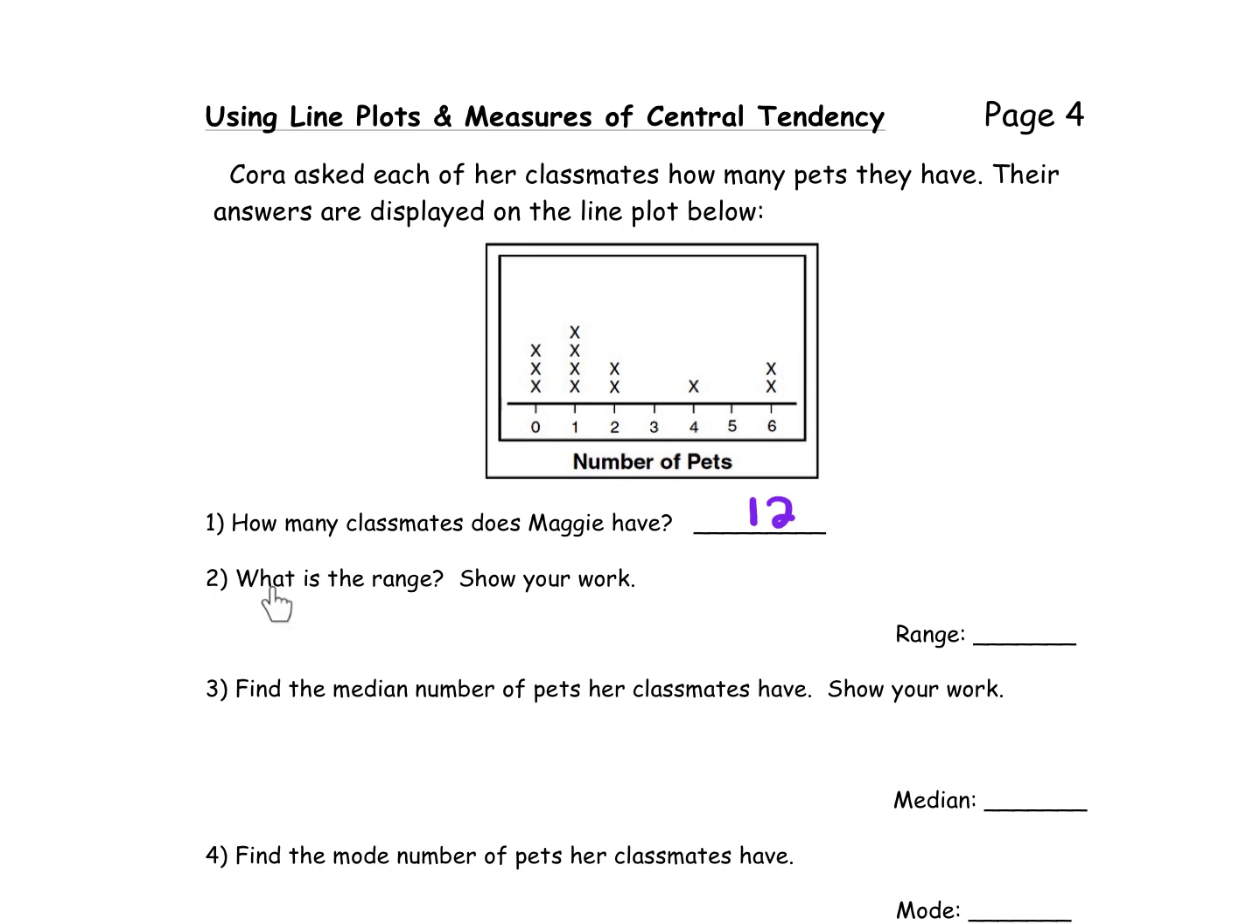The next question asks what is the range? And the range is talking about the data, the number of pets. And we can see it goes from 0 to 6. So the maximum number of pets in her survey is 6, and the minimum is 0. So 6 minus 0, the range of the number of pets in her survey, is 6.